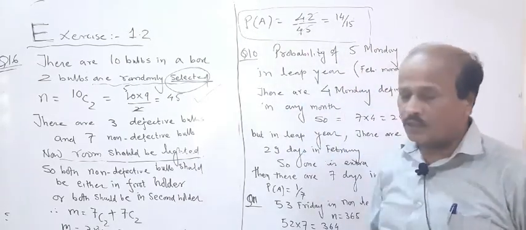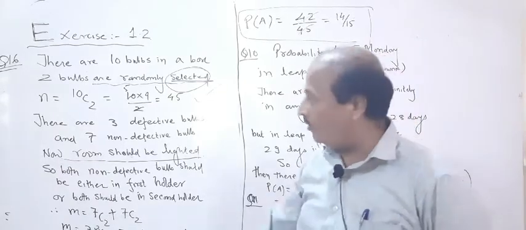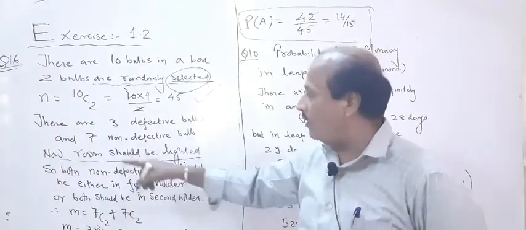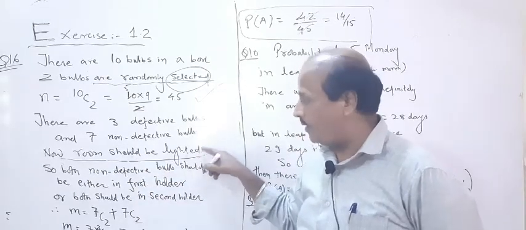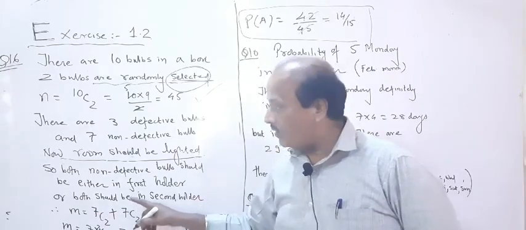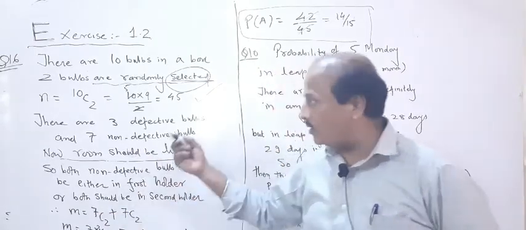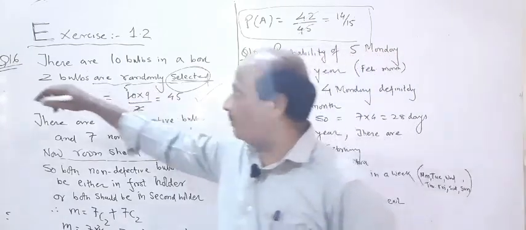So this is a slightly tricky question. If they want to give a new twist in this question, they will ask that the room is not to be lighted. Then it will be like this, 3C2 plus 3C2. So many times they change the words here or there. So question number 16 is very important.